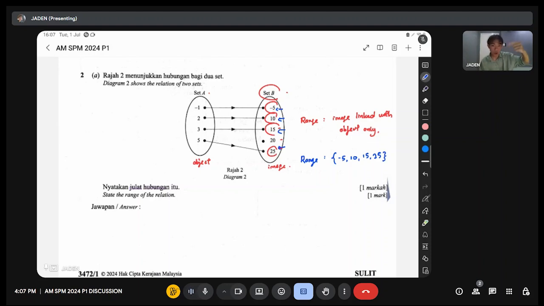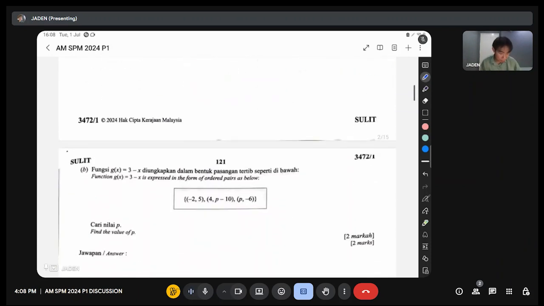So right now, your mind starts to capture this. Okay, if the next question or in the future there's a question asking me for range, ataupun julat hubungan, this is the correct way for you to write the range answer or julat. All right, so 2A, this one I think should be clear, 1 mark. All right, now you may consider pausing the video to write down any notes if you need. Then I will move on to the next part.